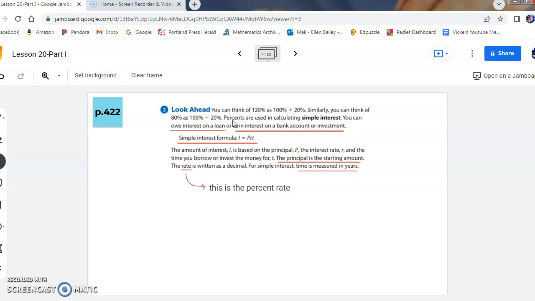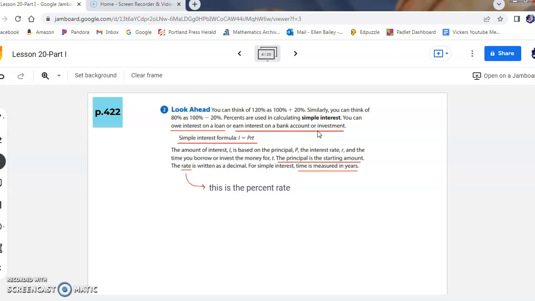I'd like to start here where it says percents are used. Of course, I'd like you to underline the things that I have underlined, and I'd like you to write this in too when we get there. Right here it says percents are used in calculating simple interest. You can owe interest on a loan or earn interest on a bank account or investment. I'd like you to underline those two things. In terms of interest rates, if you're borrowing money, you're going to have to pay interest.